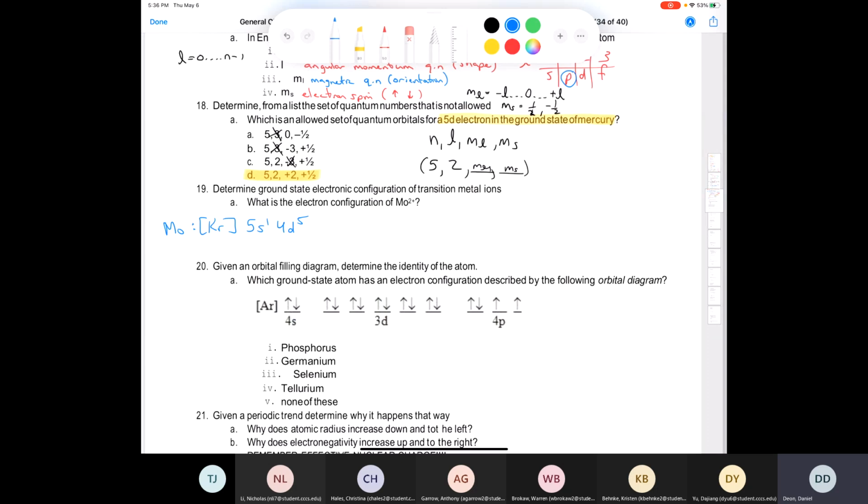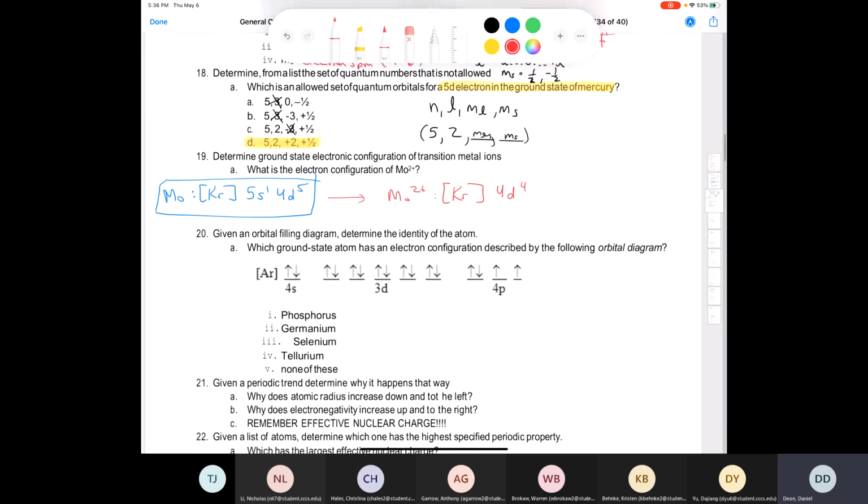So now that this is our electron configuration of molybdenum, we need to remove 2 electrons. If we remove 2 electrons to make molybdenum 2+, we're going to have krypton. The electron that we're going to remove first would be the 5s1 electron. Remember the first in, first out rule. So we take out the 5s electron first, and then we have to take one of the 4ds, and we're left over with 4d4, like that. So that would be the electron configuration for molybdenum with a 2+ charge.